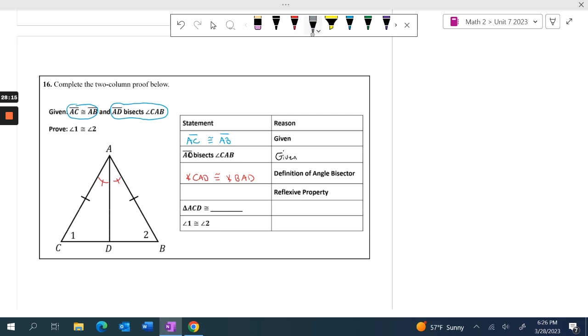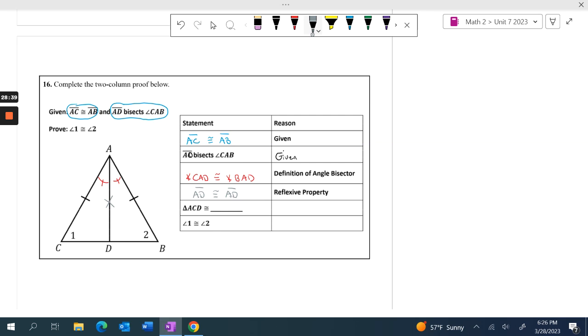Statement 4, the reason is reflexive property. And remember, the reflexive property is used when there is a line segment, and that is AD, that is equal to itself in both of the triangles. So AD is congruent to AD in both of the triangles. That's called the reflexive property. It's kind of like a reflection in the mirror idea.